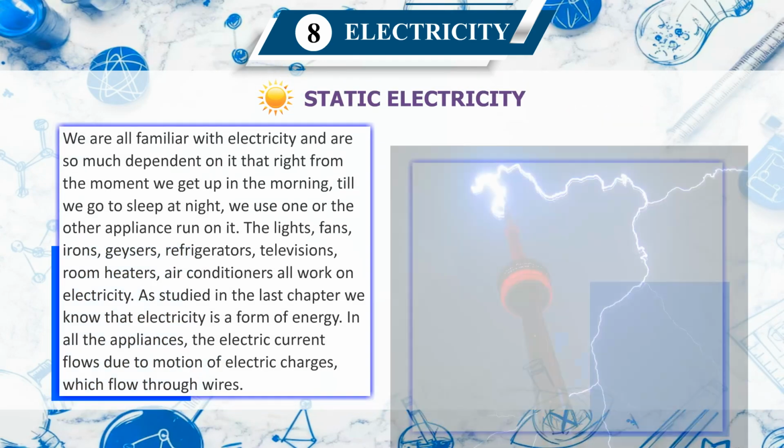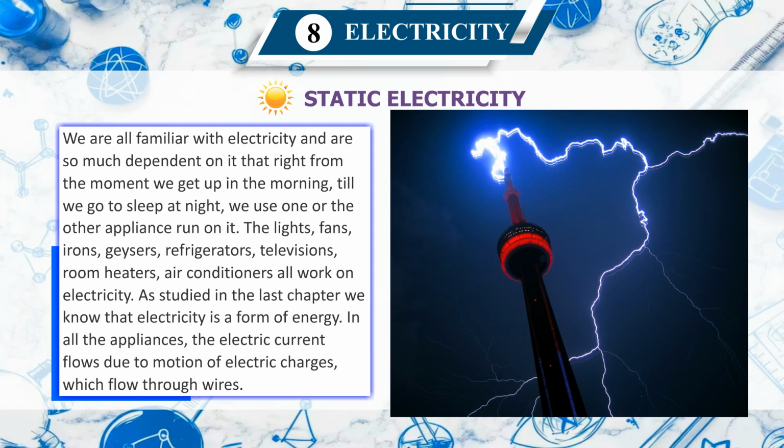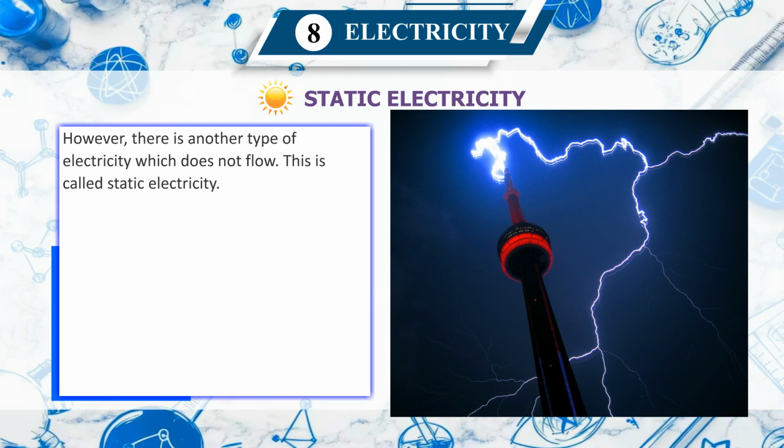Static electricity. We are all familiar with electricity and are so dependent on it that right from the moment we get up in the morning till we go to sleep at night, we use one or the other appliance that runs on it. The lights, fans, irons, geysers, refrigerators, televisions, room heaters, air conditioners all work on electricity. As studied in the last chapter, we know that electricity is a form of energy. In all the appliances, the electric current flows due to motion of electric charges through wires. However, there is another type of electricity which does not flow. This is called static electricity.